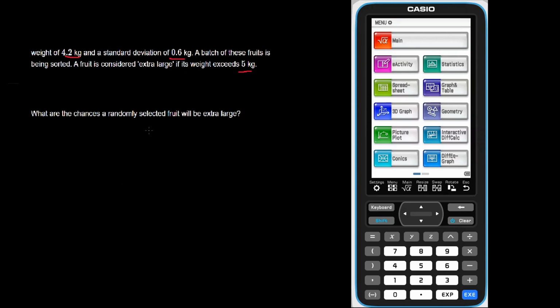So it's a normal distribution, right? Which looks like this. And we start off at 4.2, that's the average. And then there's a standard deviation of 0.6. So our standard deviation is equal to 0.6. And they're saying if it's above 5, that's considered extra large. So what are the chances that it's in this area here?